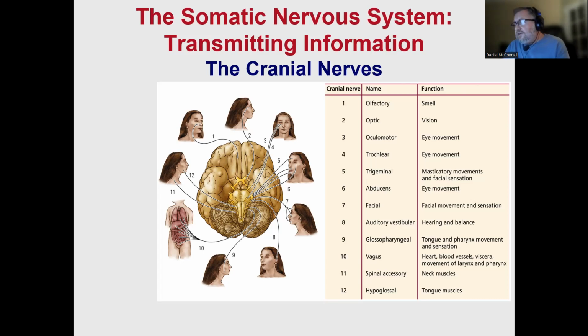11 is the spinal accessory nerve that helps control some of the neck muscles that are an important part of some of those orienting responses we talked about before. And 12 is the hypoglossal nerve that controls the movement of the tongue. These are important for chewing and speaking.